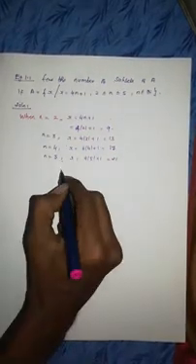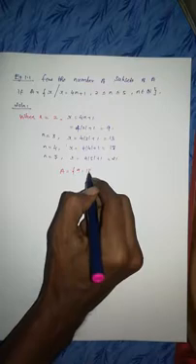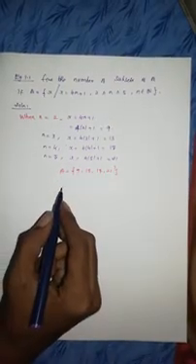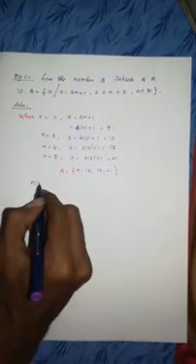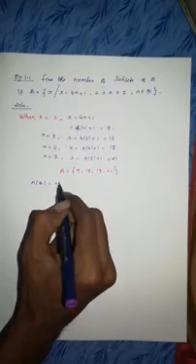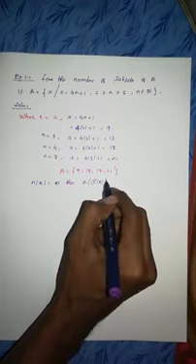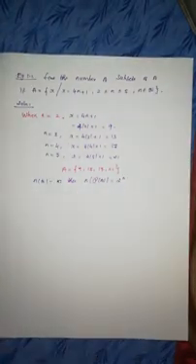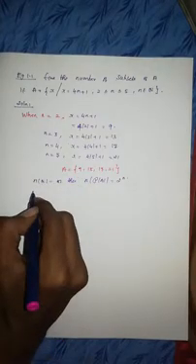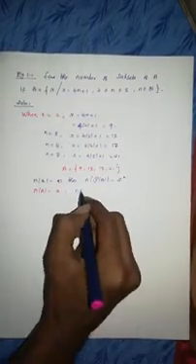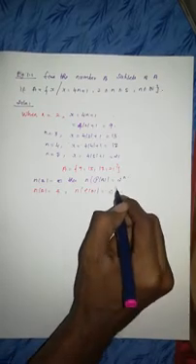So A is 9, 13, 17, 21. So there are 4 elements in this set. So the cardinality of A is 4. We know that if n of A, that is the cardinality of A, is n, then the cardinality of the power set of A is 2 power n, which we discussed in the previous class. So here the cardinality of A is 4, since there are 4 elements. So the number of elements in the power set of A is 2 power 4. So the answer is 16.